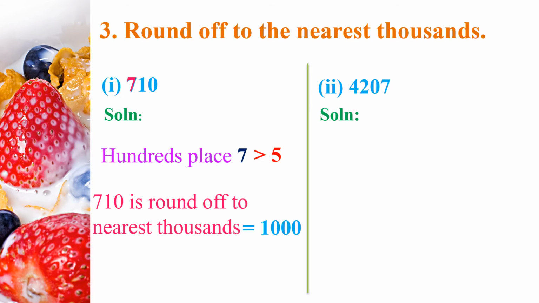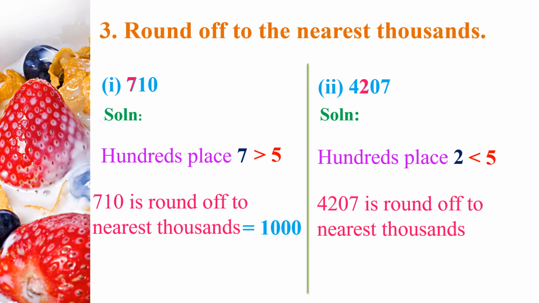4207. Now we'll take the hundreds place, that is 2. Compare with 5. 2 is less than 5. So replace the hundreds, tens and ones places by 0. So 4207 rounded off to the nearest 1000, we'll get 4000.